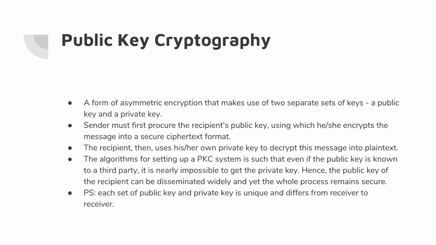The algorithms for setting up public key cryptography systems are such that even if the public key is known to a third party, it is nearly impossible to get the private key. And hence, the public key of the recipient can be disseminated widely and yet the whole process remains secure. One more important thing to note here is that each set of public key and private key is unique and differs from receiver to receiver.